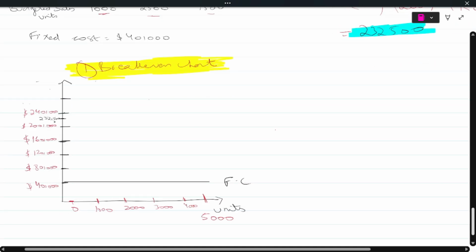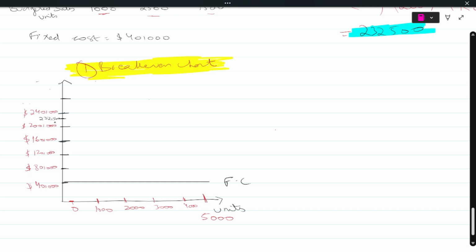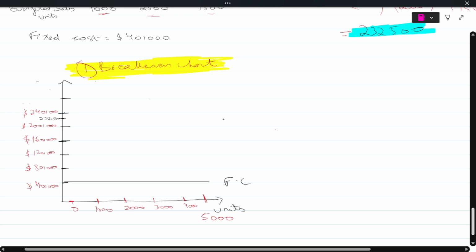So 217,500 would be somewhere above 200 but below 232, right? So let me just make a rough estimate. Where is the 5,000 unit? Over here, right? And let's just place the dot somewhere over here. Okay, remember that I have said this in my previous classes also. I'm going to repeat it over here.